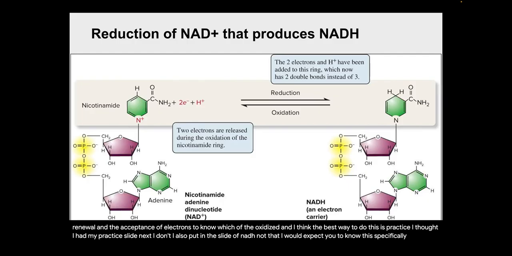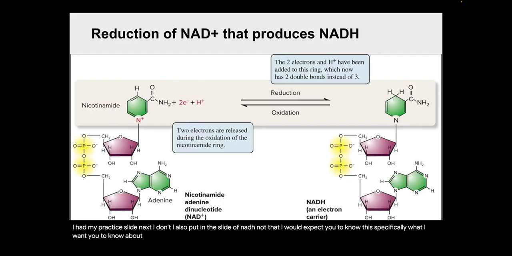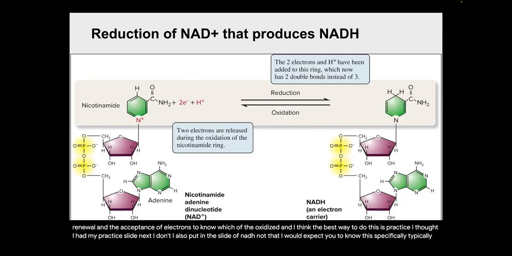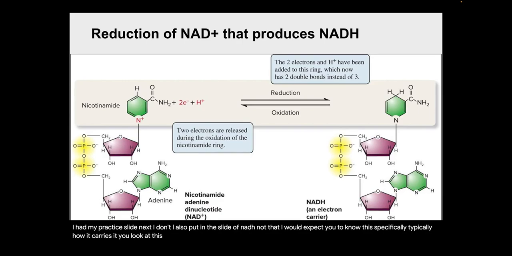What I want you to know about NADH is it's an electron carrier. But if you're curious to see specifically how it carries it, we look at this nicotinamide part of the molecule up here, right? And it can be reduced and oxidized back and forth, and it's all about those two electrons, those two hydrogens.